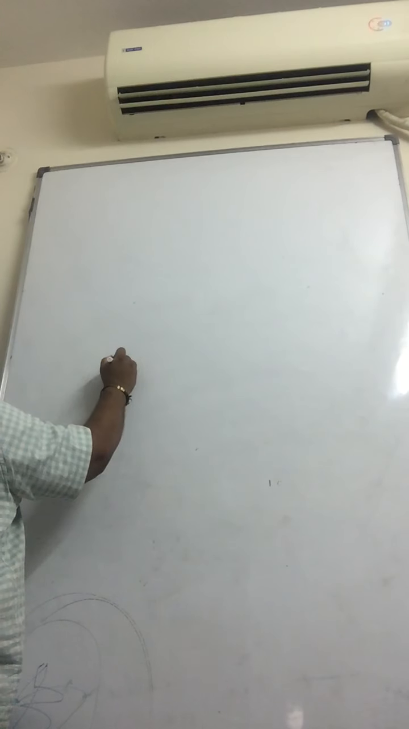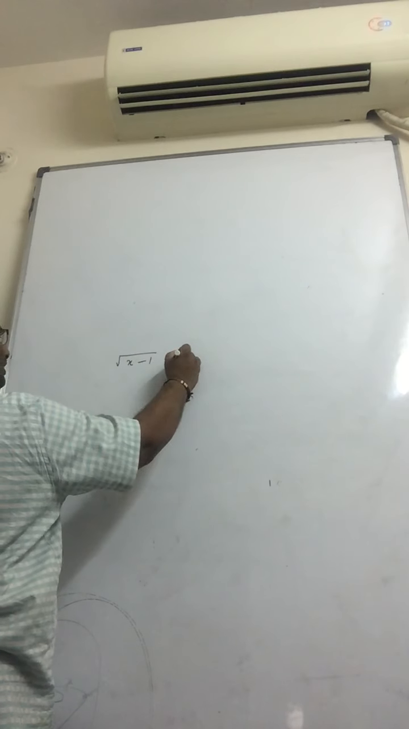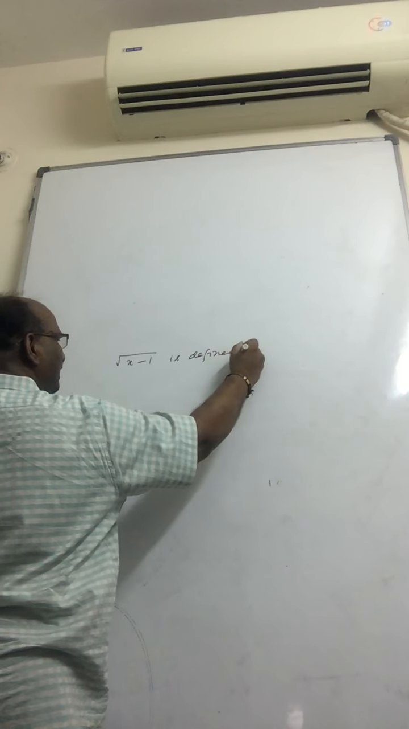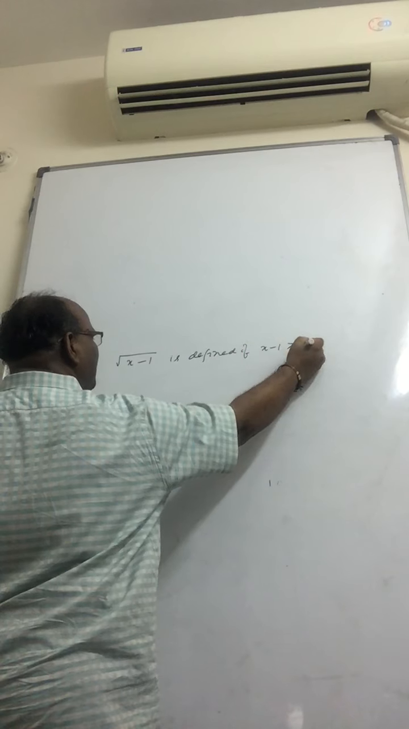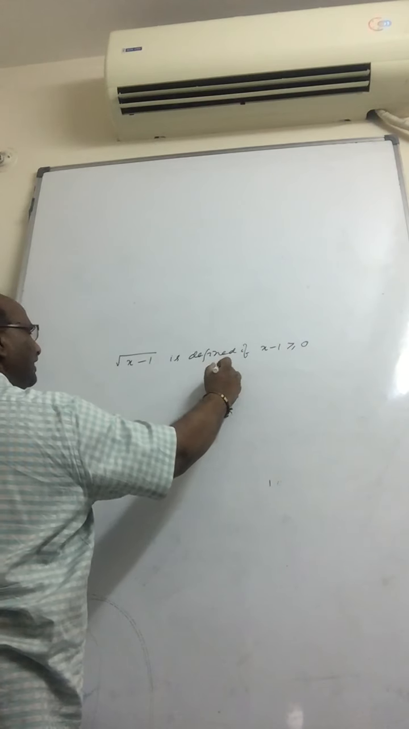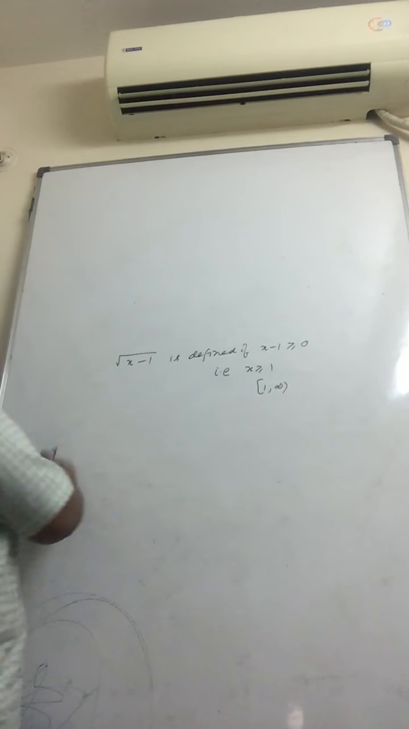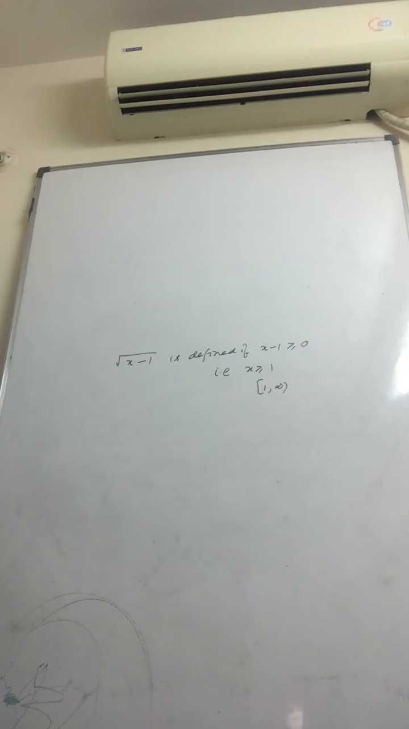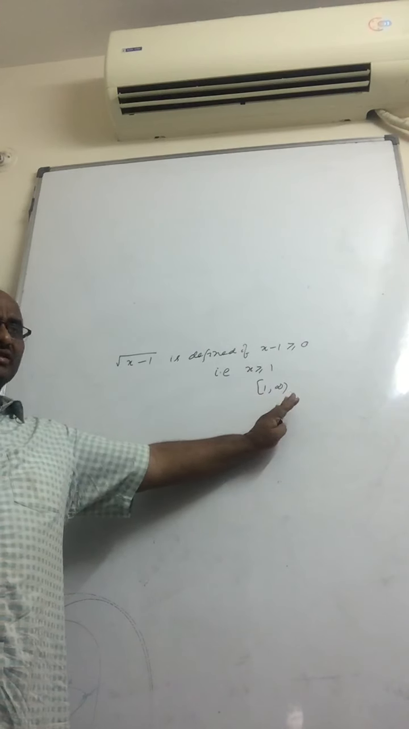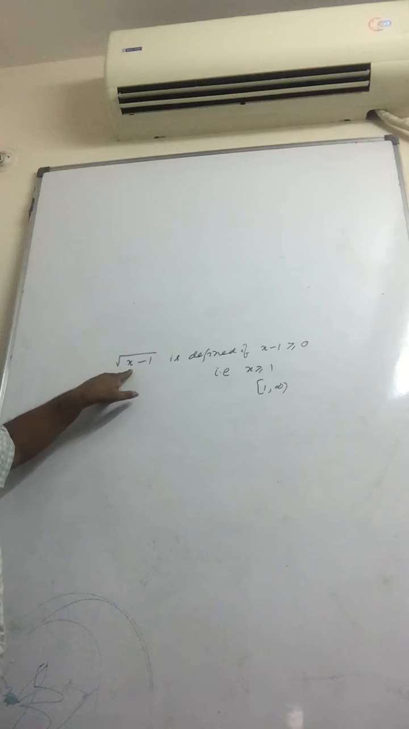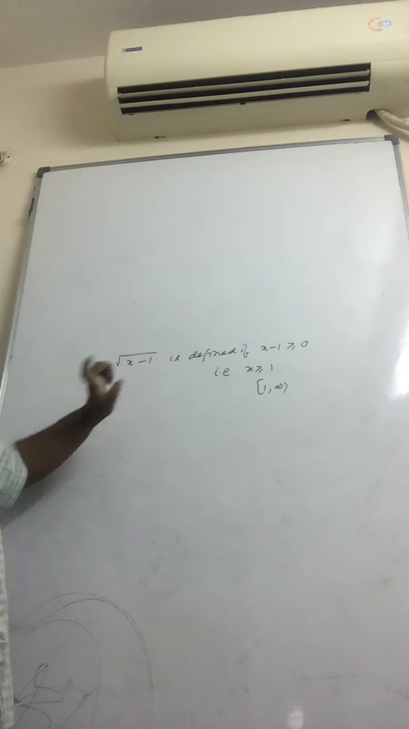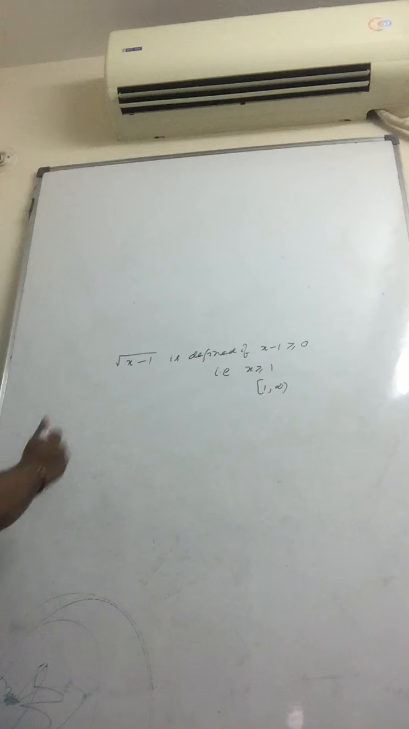Now let us see root of x minus 1. What is the domain of the function? It is defined if x minus 1 is greater than or equal to 0, that is nothing but x greater than or equal to 1. So the answer is 1 to infinity. It is defined for all the numbers greater than or equal to 1. If you take 0, 0 minus 1 is negative, not defined. Whatever is inside must be non-negative. You know the difference: non-negative means positive and equal to 0.